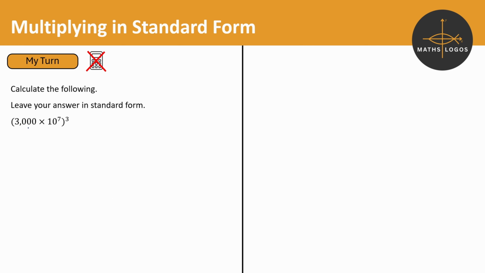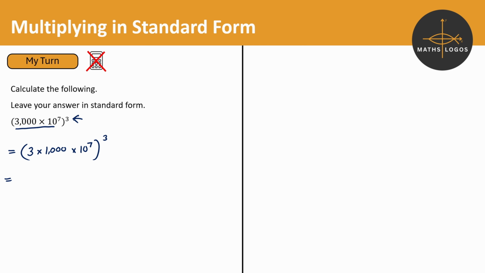So our next type of example involves a number inside the bracket, which is not in standard form. And then we're also applying a higher power than 2. Let's go ahead and have a look at how we do this. We've got 3,000 multiplied by 10 to the power of 7, and we're raising all of that to the power of 3. The way I would do this is I would turn what's inside the bracket into standard form to start with. So 3,000 I'm going to write as 3 multiplied by 1,000. And I'm multiplying that by 10 to the power of 7. And I'm raising all of that to the power of 3.